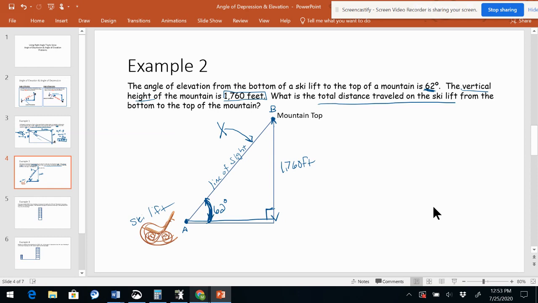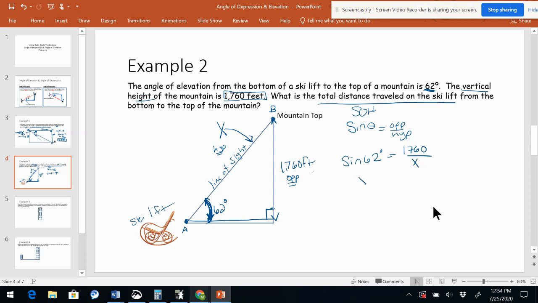So in this case, my angle is 62 degrees down here. I am given the opposite, and I'm looking for my hypotenuse. So again, the trig function that deals with the ratio of opposite over hypotenuse will be my sine function. Sine of theta equals opposite over hypotenuse. And in this case, I have 62 degrees. And that's going to equal my opposite side, which is 1760 divided by my distance X, which I'm looking for.